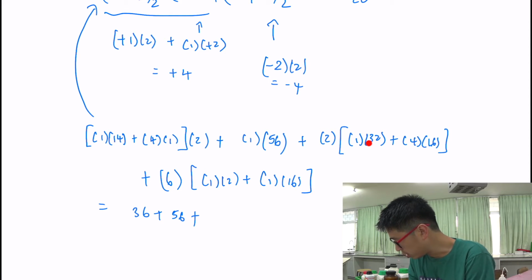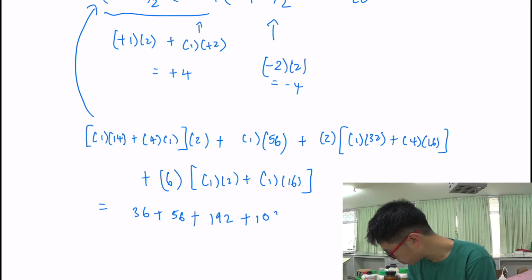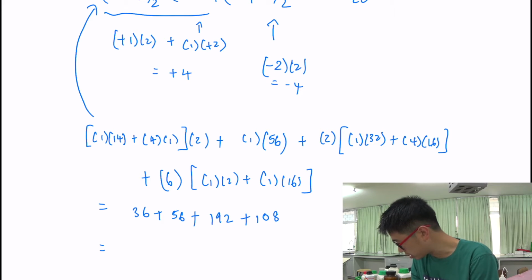14 plus 4 is 18. 18 times 2 is 36, plus 56, plus 32 times 1, plus 16 times 4 is 96, times 2 is 192. And then I have 2 plus 16 is 18. 18 times 6 is 108.